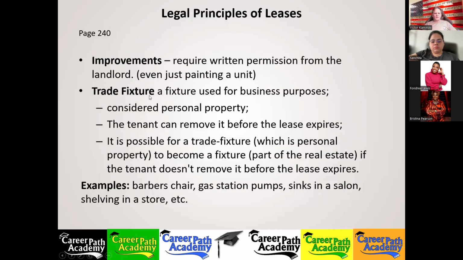Okay, so improvements require the written permission from the landlord, even if just painting of the unit, because people got some wacky taste in colors. I've seen people paint some apartments in strange colors, difficult colors to paint over. I've seen them paint their rooms black. You know how hard it is to repaint over black paint.